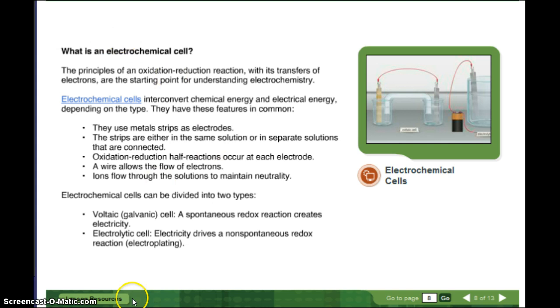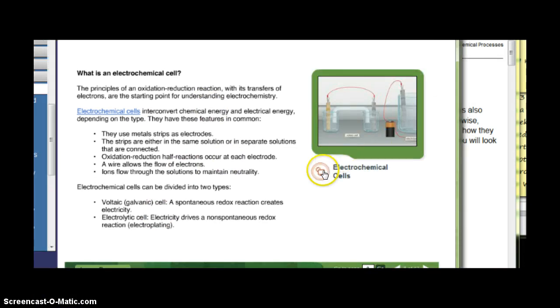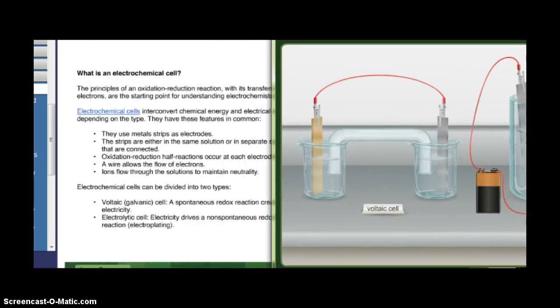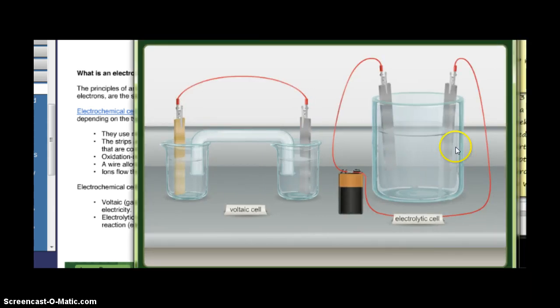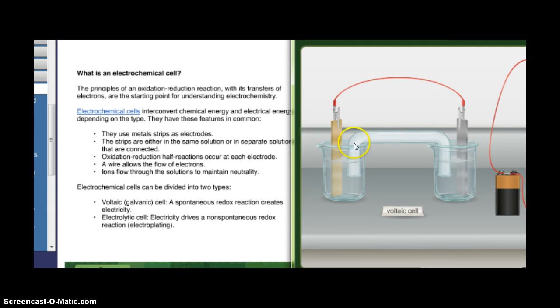All right, and I'm actually just going to copy this on here because there's a lot of good information. So I'm going to copy that onto the note. So like I said, I just added that slide onto the notes. And then let's look at the electrochemical cells. And so a voltaic cell versus an electrolytic cell. And there's a few things to note, especially if we look back here. It says, they use metal strips. Yep, metal strips, check. They're either in the same solution, so here they're in the same solution, or if they're in a separate solution, they're connected. So see this tube, it's connecting them.